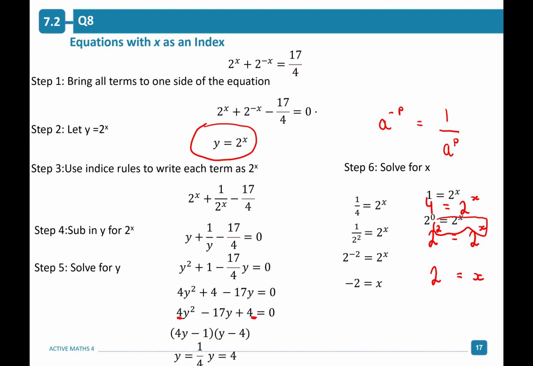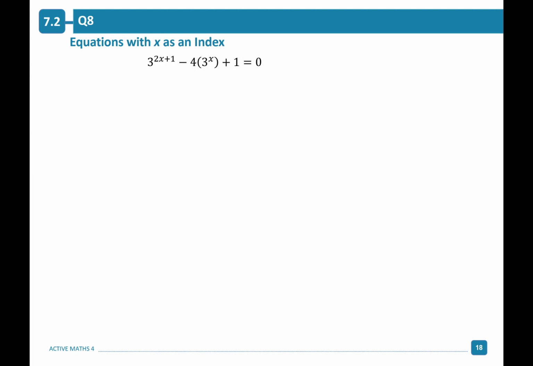Let's try another question. Let's look at question 9, part 5. 3 to the power of 2x plus 1, minus 4 times 3 to the power of x, plus 1 equals 0.